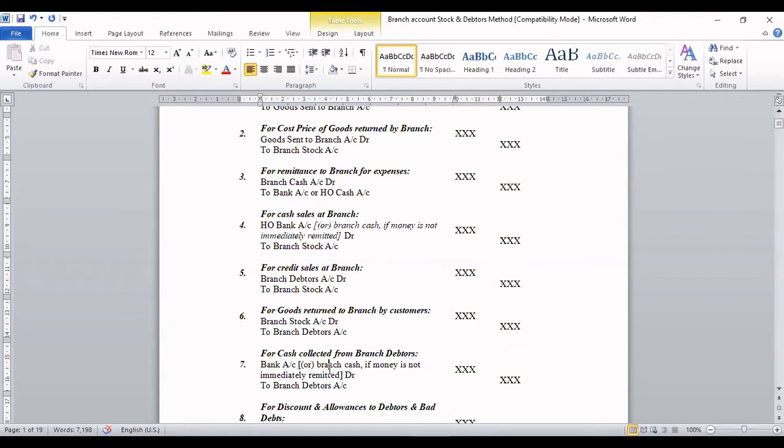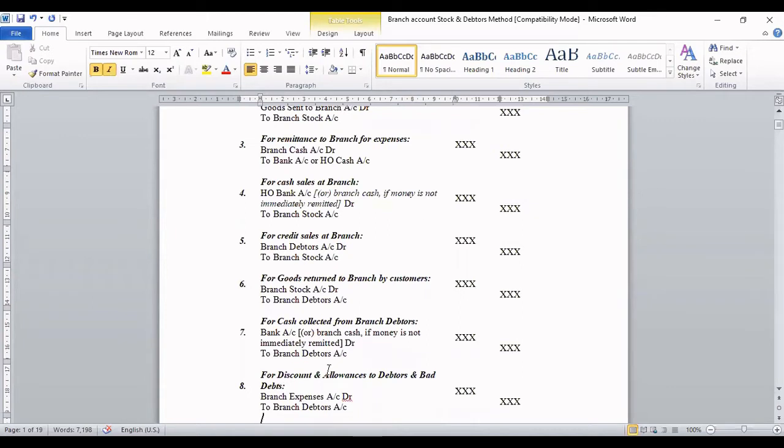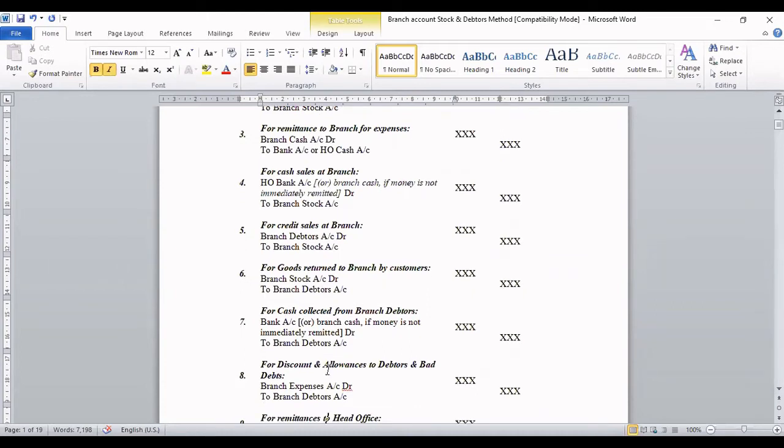Yes, sir. Okay. Next one, when discount or bad debts are there in the question. When you allow discount to debtors or when there's a possibility of bad debts, if bad debts happen, what will be the entry? It is your expense, correct? So the entry will be branch expense account debit to branch debtors. For discount allowance and for bad debts, the entry we are going to pass is branch expense account debit to branch debtor. Is this entry clear, everyone? Yes, sir. Okay, very good.